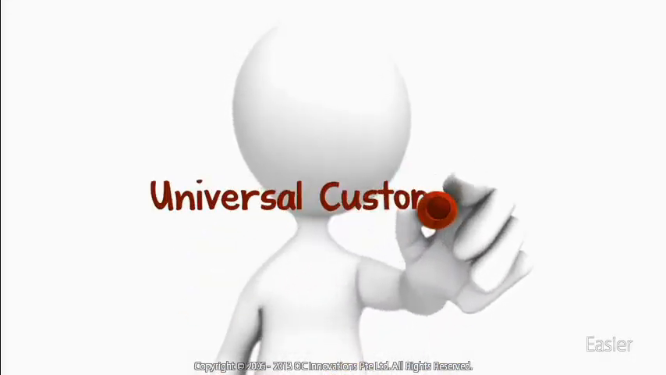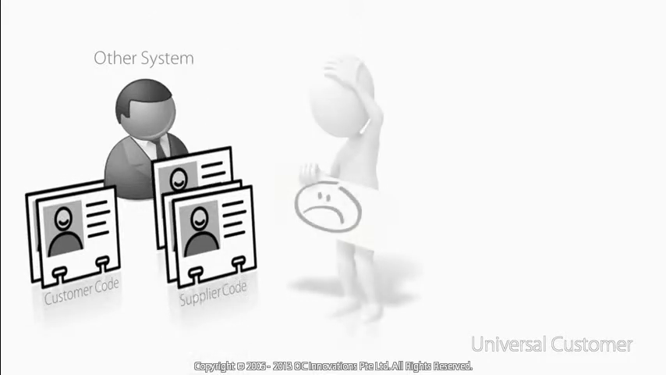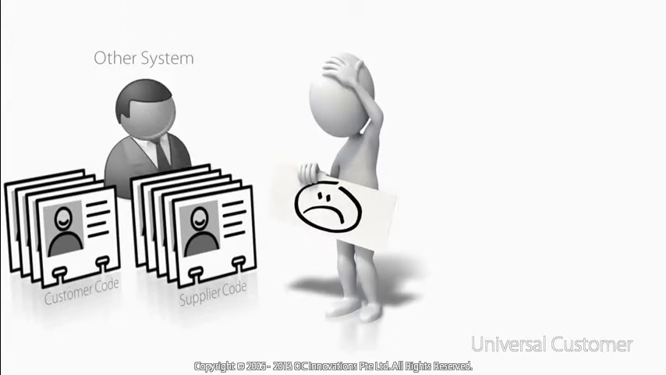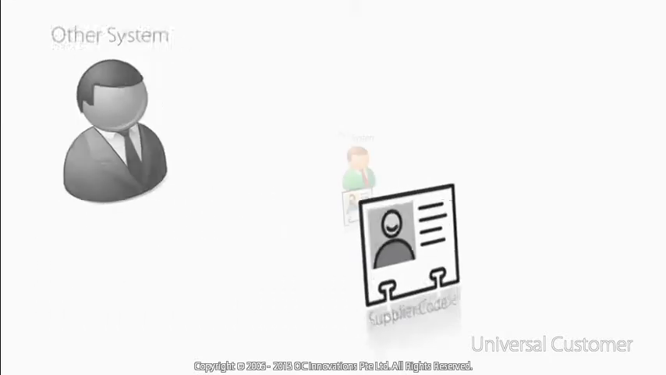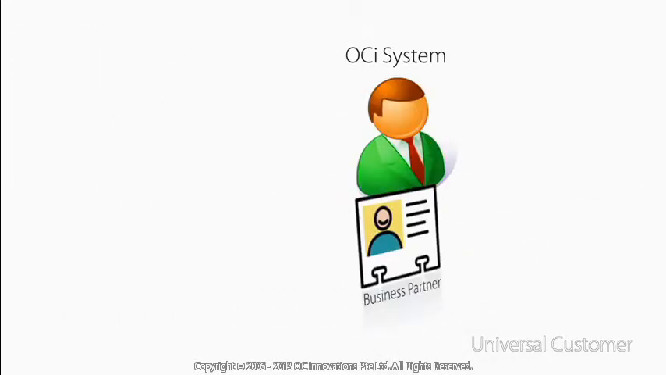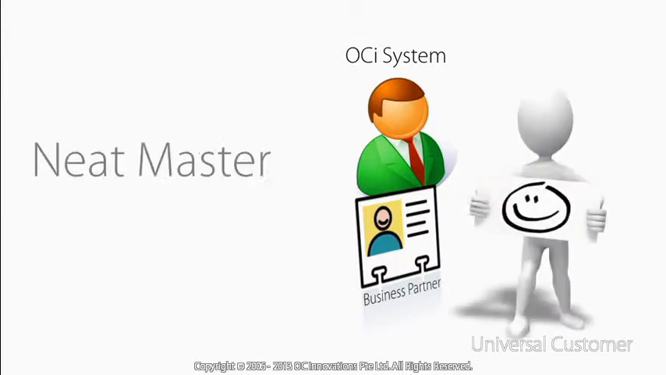Universal customer. Unlike most other systems, if you have a customer, you need to set up a customer code. And if the same customer is also a supplier, you need to set up another code. Imagine if you have 10 such cases, it would mean you have 20 such codes. And when you need to do contra transactions with them, it can be very messy and difficult. Good news! For the OCI system, we only need to set up one code. We call it Business Partner. This makes the contact master look neat and very easy to do contra transactions.